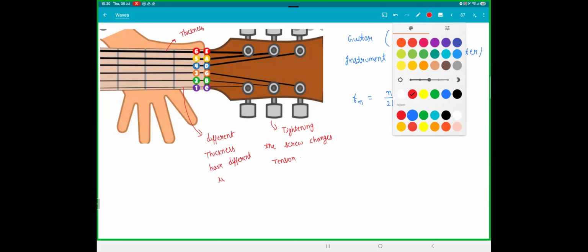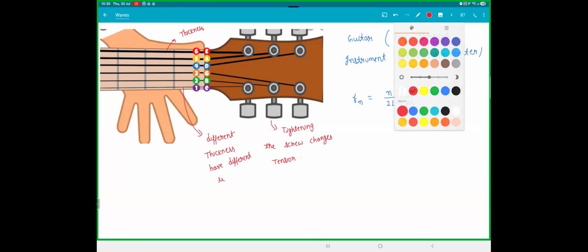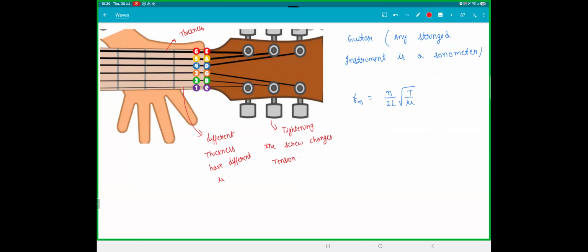Second thing, when you put your fingers and change your positions, you're changing the length of the string. If you put your finger here, then this is the length. If you put your finger here, then this is the length. By placing fingers, you're adjusting the length of the string. By placing your hand at different positions, you're controlling the length of the string. So you get different frequencies again.